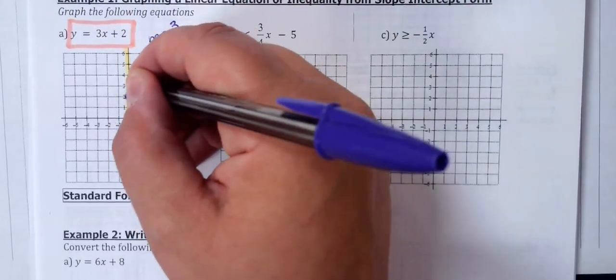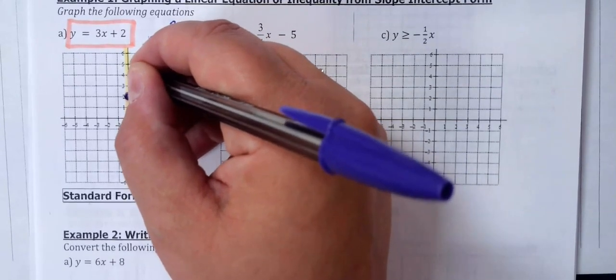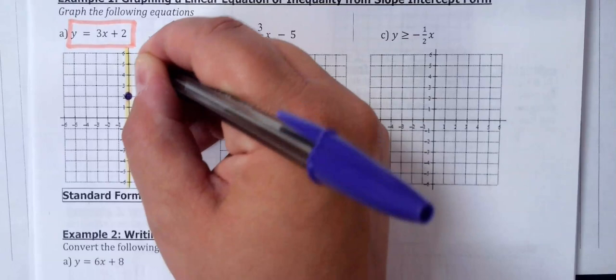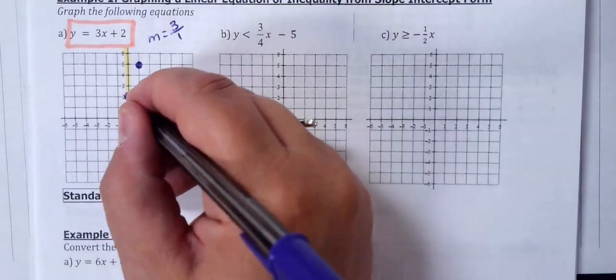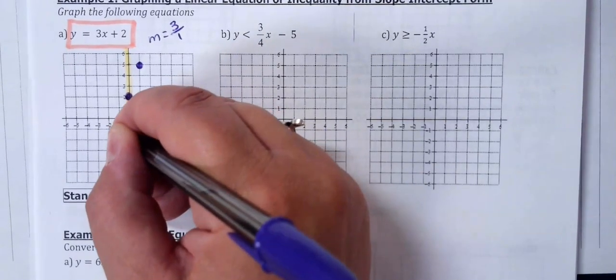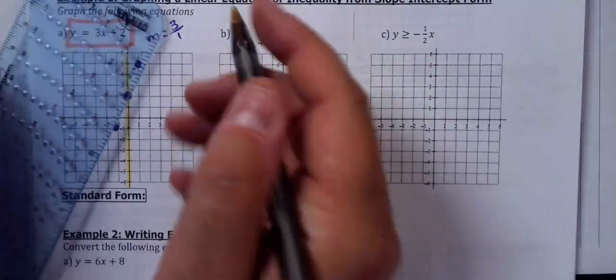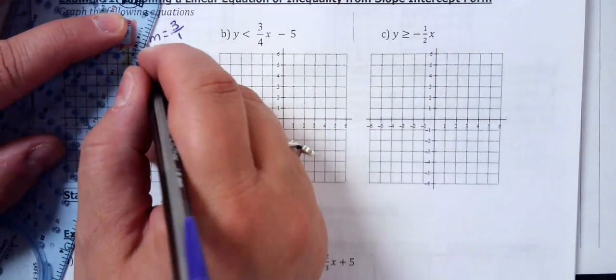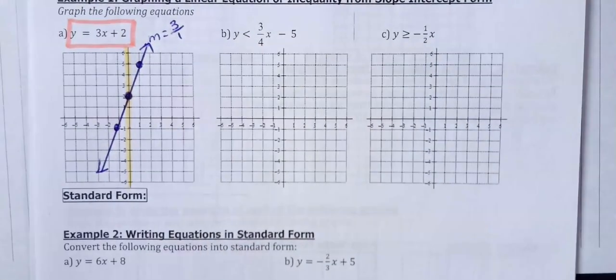You can go up 1, 2, 3, and then over 1 to the right. Both of those are positive directions, so I've got a positive slope. You can also go backwards: down 3, 1, 2, 3, which is a negative direction, but left 1. Down and left are both negative directions, so that still represents a positive slope. Then I'm going to play connect the dots with my straight edge so it looks nicer, but it doesn't have to be perfect.